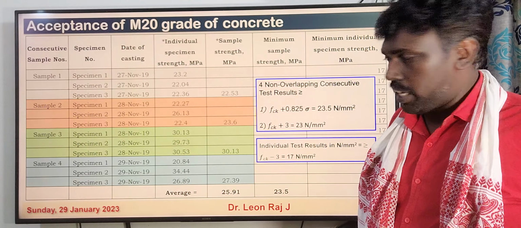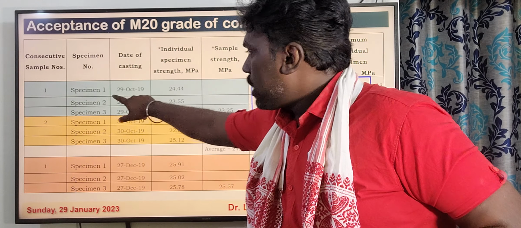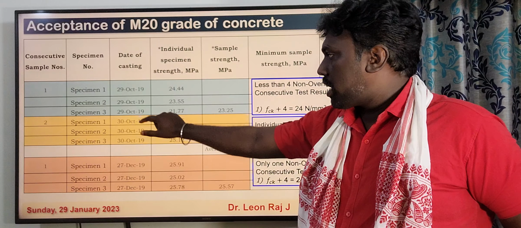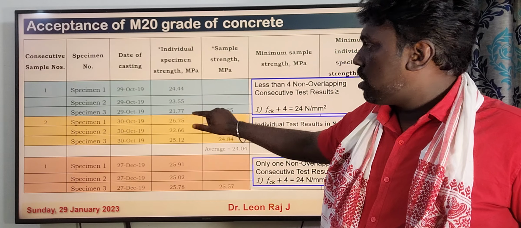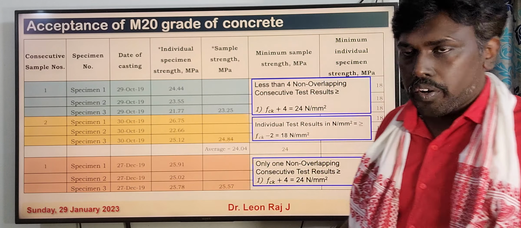In the case of 2 non-overlapping consecutive test results, here are sample 1 and sample 2, with specimens 1, 2, 3 of sample 1 and specimens 1, 2, 3 of sample 2 respectively. The dates of testing were 29 October and 30 October 2019. The individual specimen strengths of sample 1 and sample 2 are mentioned here: 24.44 MPa, 23.55 MPa, 21.77 MPa, 26.75, 22.66 and 25.12 MPa.